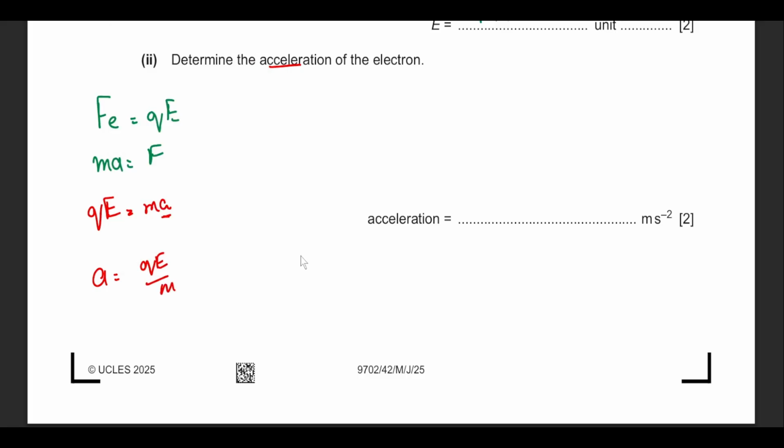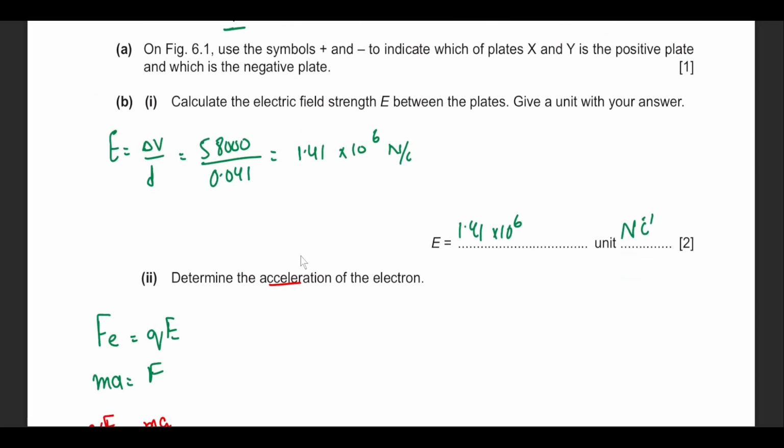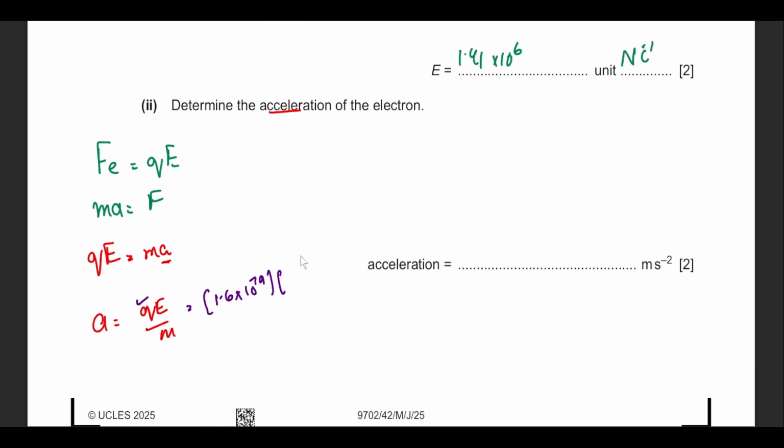Now, do I have these values with me for the sake of this calculation? Yes, we do. So this is the elementary charge as 1.6 into 10 raised to the power minus 19. E is from the previous part, 1.41 into 10 raised to the power 6. And the whole divided by the mass of the electron, which is 9.11 into 10 raised to the power minus 31. In this case, the acceleration comes out as 2.5 into 10 raised to the power 17 meters per second squared. Very, very high rate of acceleration.